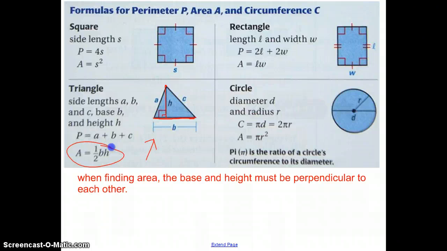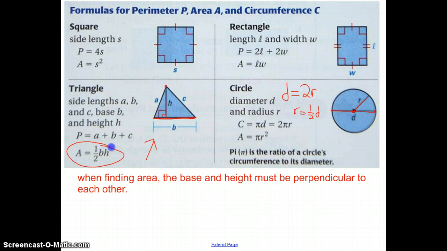A circle is not a polygon. It's completely different, so it has some different things. The diameter is the distance across a circle going through the center. The radius is always going to be half that distance. Radius goes from the center out to the edge of the circle, and edge is a bad word. Circles really don't have edges, but to the outside part of the circle. The diameter is always twice the length of the radius. So you could flip that around: the radius is always half the diameter.